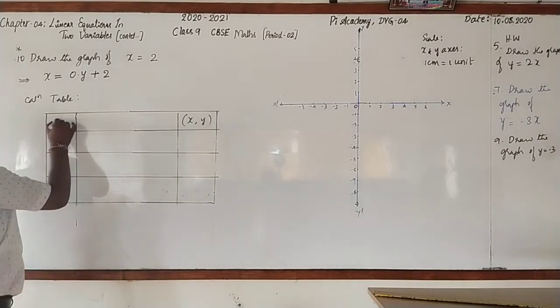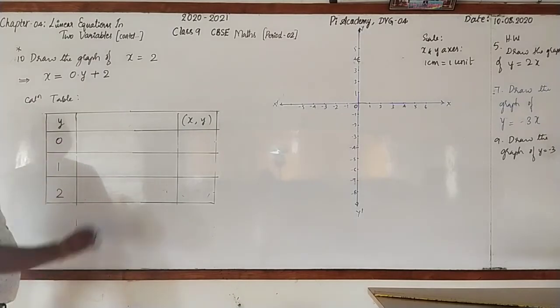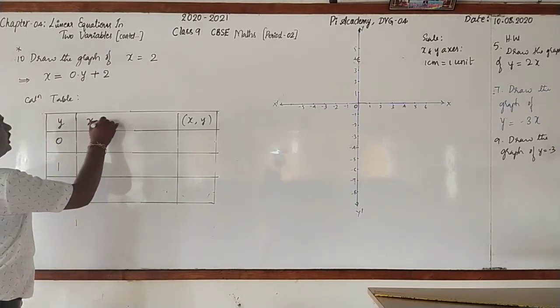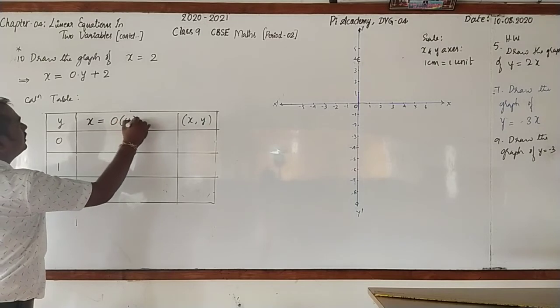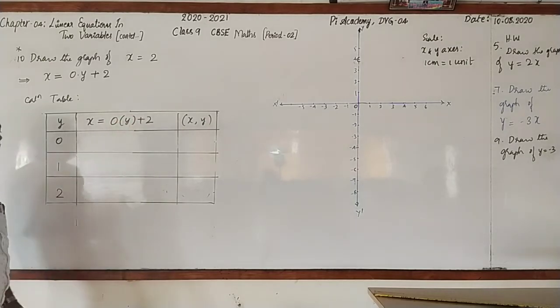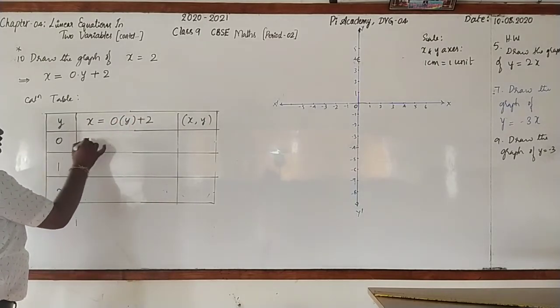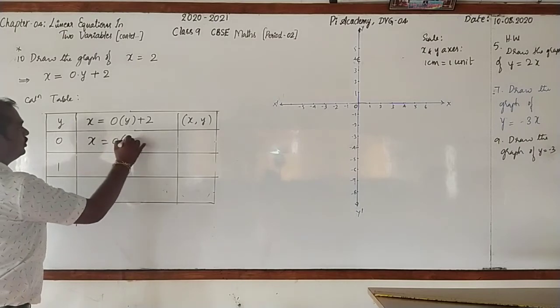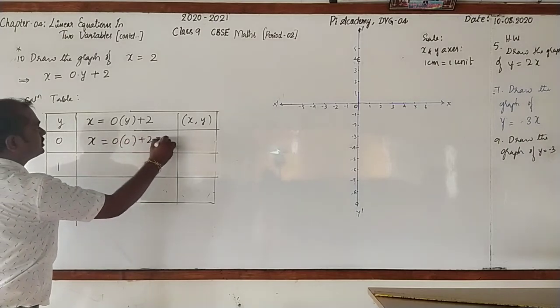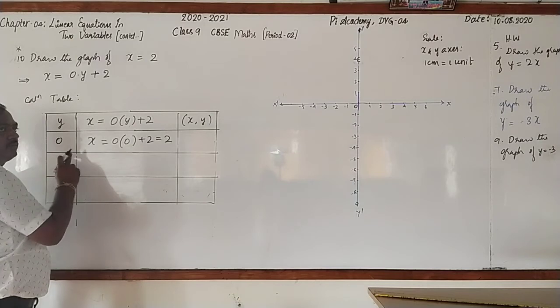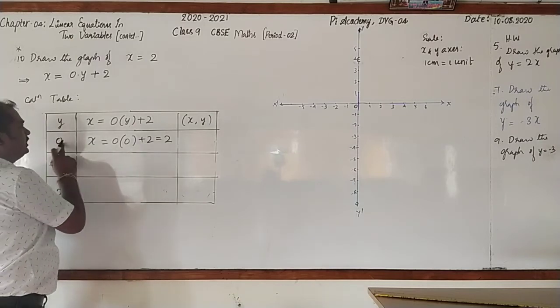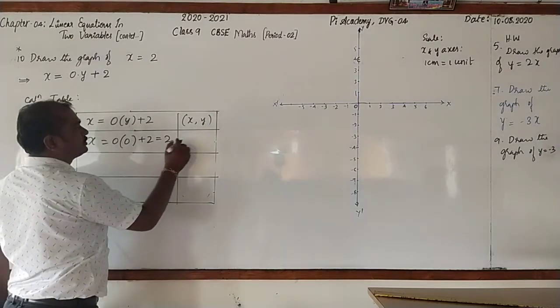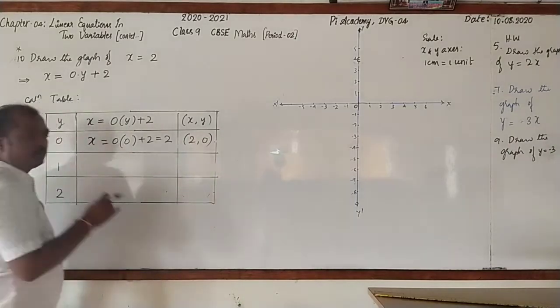This time we are going to take the value for y, and after that we find out x. X equal to 0 into y plus 2. Observe. When y is 0, x equal to 0 into 0 plus 2. How much? It will be 2. Right? When y is 0, x is 2. This can be written as 2 comma 0.